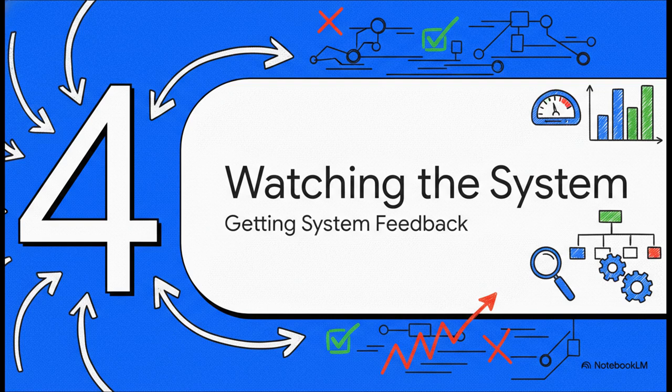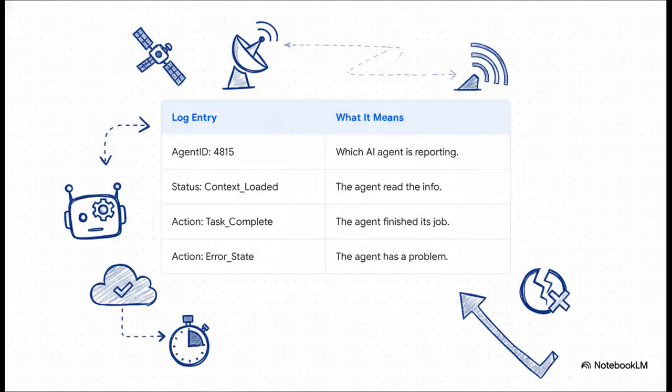So, you've sent out commands to your invisible workforce. But how do you know if they even got the message, or if they're stuck or in trouble? You need feedback. You need a way to actually see what's going on. And the answer lies in what's called protocol telemetry logs. Telemetry might sound super technical, but it's really just data being sent back from a remote source. Each log entry is like a little status report from the field. You can see which specific agent is reporting in, whether it successfully loaded the context you gave it, and if it finished its task or ran into some kind of error.